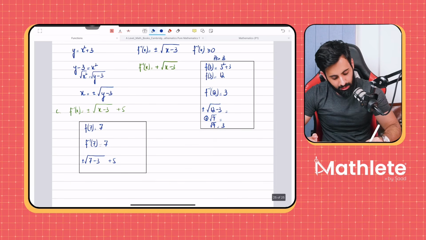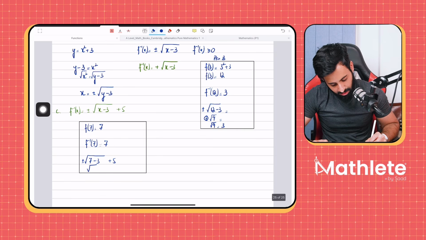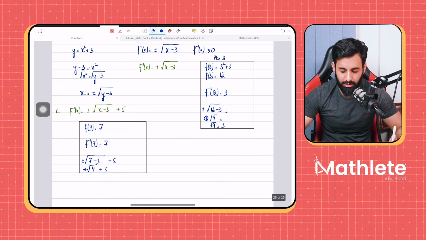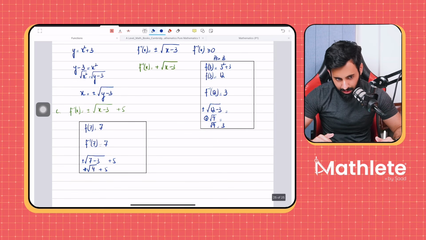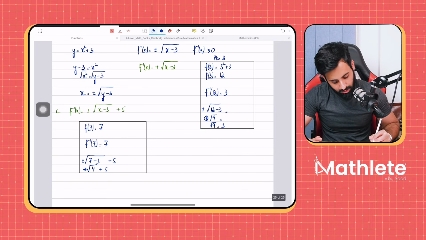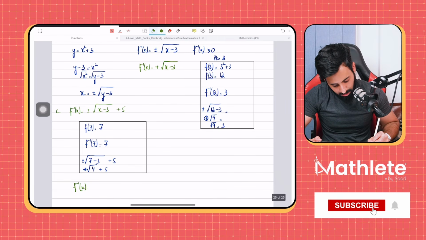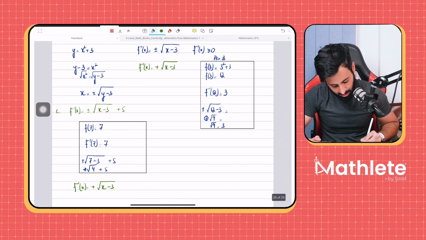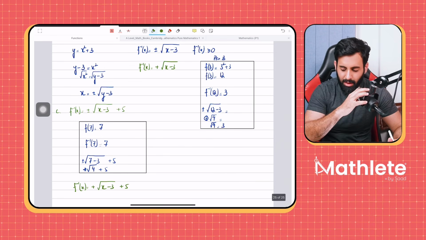Okay, so what's 7 minus 3? 7 minus 3 is 4, plus 5. Now, can you answer your own question whether we're going to go with the positive sign or the negative sign? We'll use the positive sign. Why? Because it's the positive sign that gets us back to 7. So our final answer of the inverse is going to be positive square root of x minus 3, plus 5.